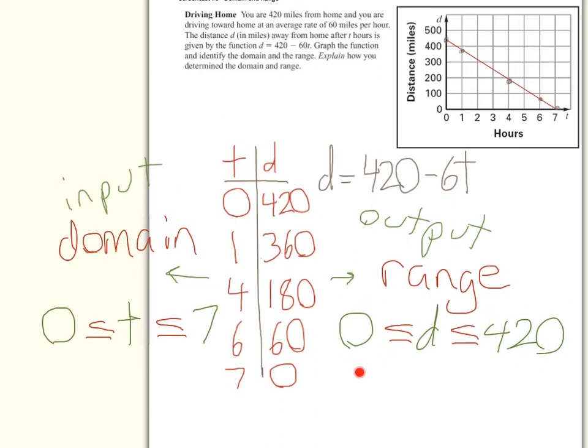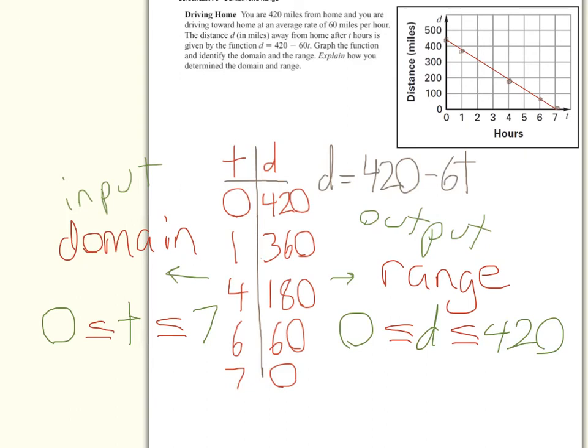I mean, can the distance be 0 miles from home? Yes. Can the distance be 420 miles from home? Absolutely. Again, with our domain here, can our time be 0 hours? Yes, so we use the or equal to part. Can the time be 7 hours? Yes, of course, so we use the or equal to part.